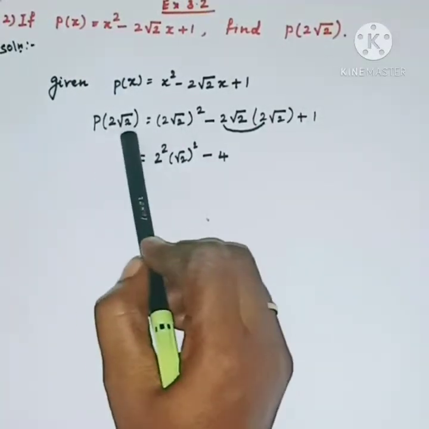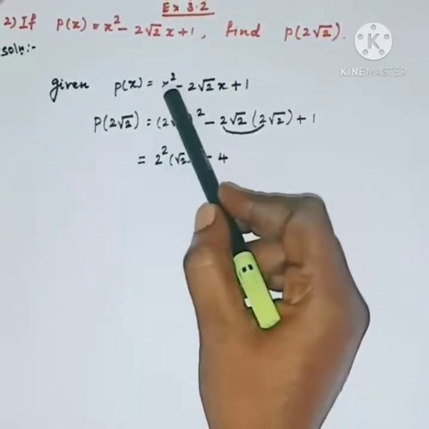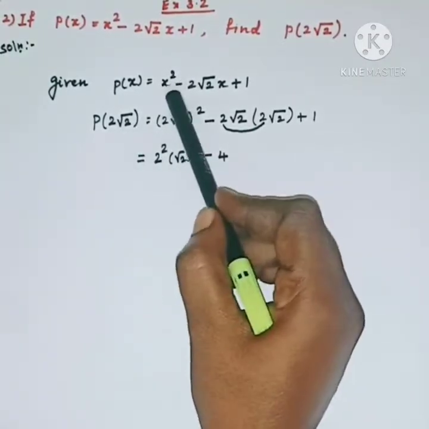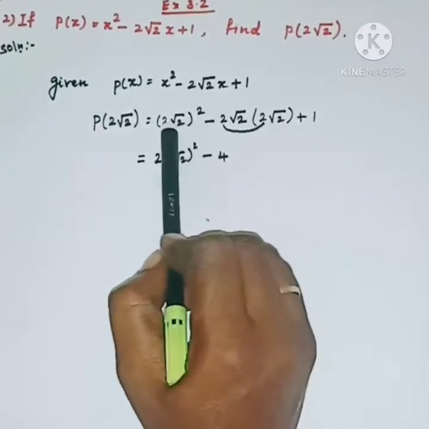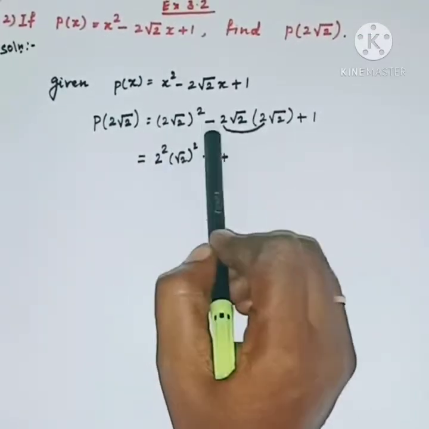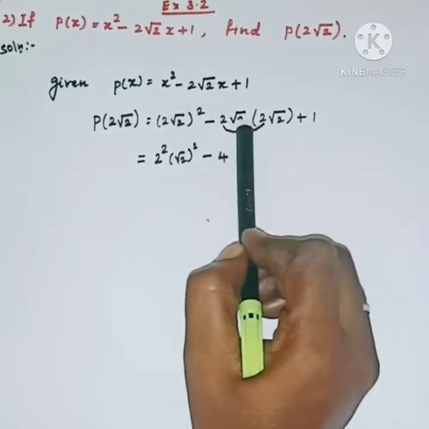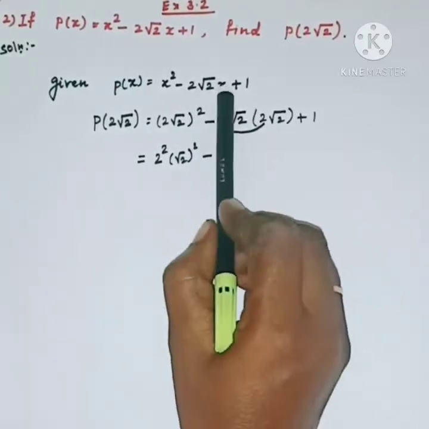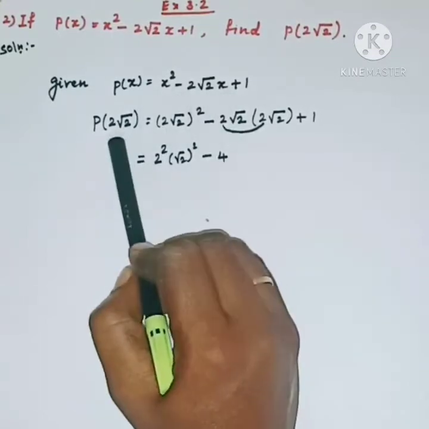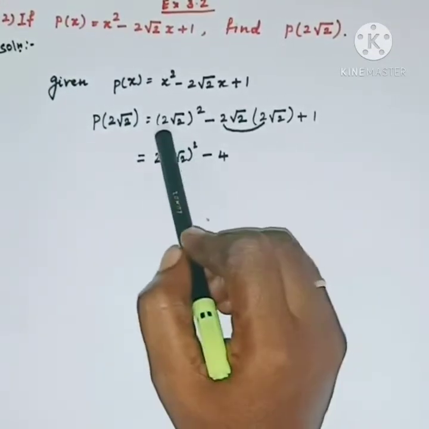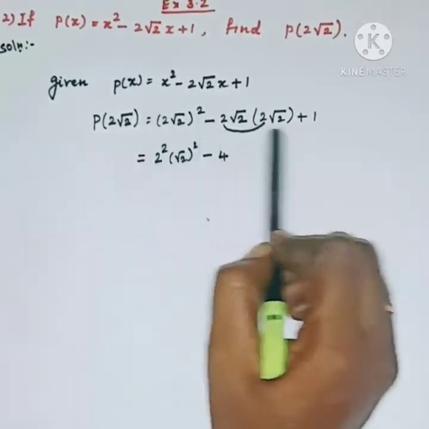So p of 2 root 2 is equal to, instead of x we have to substitute the value 2 root 2. So in the place of x we substitute 2 root 2, squared, minus, here we already have 2 root 2, so write it as it is, 2 root 2, and in the place of x we substitute 2 root 2, plus 1. Now we have to simplify this.